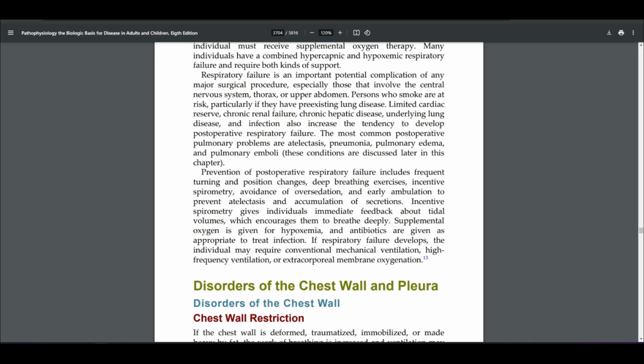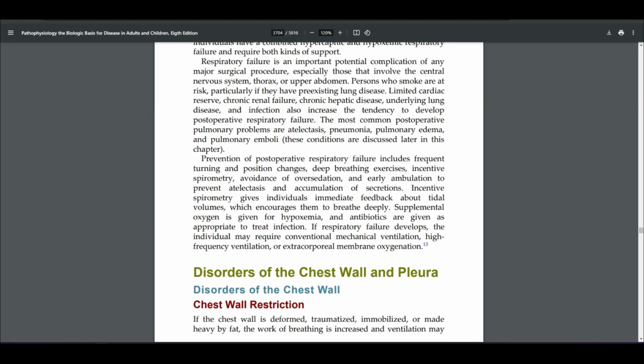Respiratory failure is an important potential complication of any major surgical procedure, especially those that involve the central nervous system, the thorax, or the upper abdomen. A person who smokes is at risk, particularly if they have pre-existing lung disease, limited cardiac reserve, chronic renal failure, chronic hepatic disease, or underlying disease. Infection also increases the tendency to develop postoperative respiratory failure.